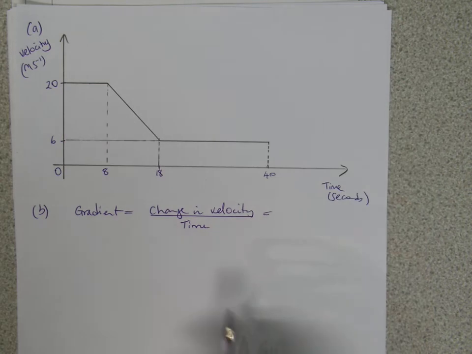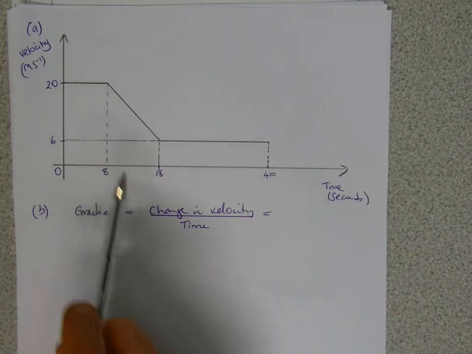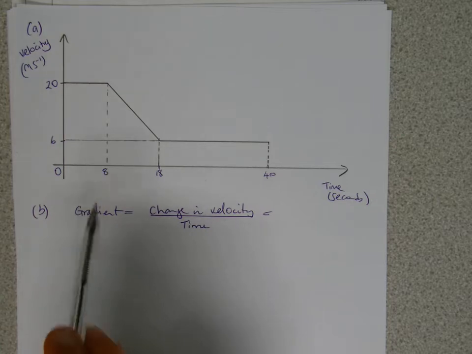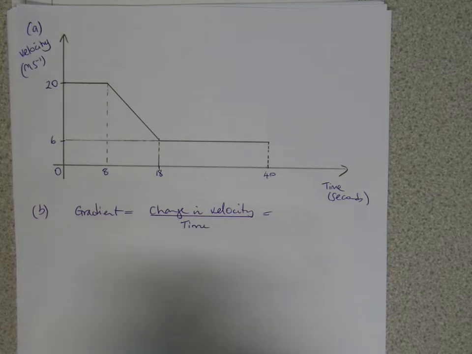Now, the change in velocity actually reduces the velocity, doesn't it? So we actually lose velocity. It goes from 20 to 6, so actually it's going to be negative, isn't it? It's going to be negative 14. You lose the speed of 14 meters per second.